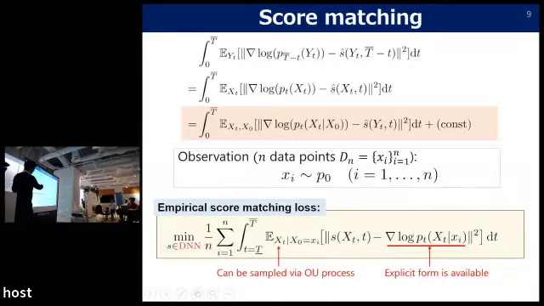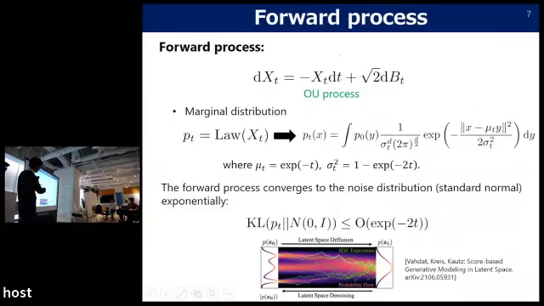As we have seen, the conditional distribution of x_t is explicitly given. That was a Gaussian distribution. So we have the explicit form of the mean and variance for the conditional distribution, and we can easily calculate the score function of that conditional distribution. This can be computed explicitly.